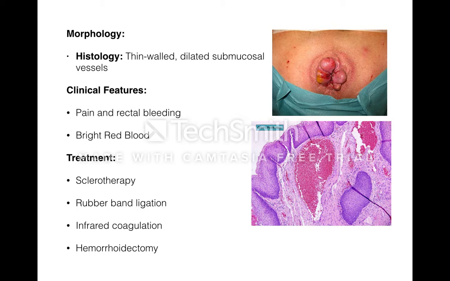The hemorrhoidal bleeding can be treated with sclerotherapy, rubber band ligation, infrared coagulation, or hemorrhoidectomy.